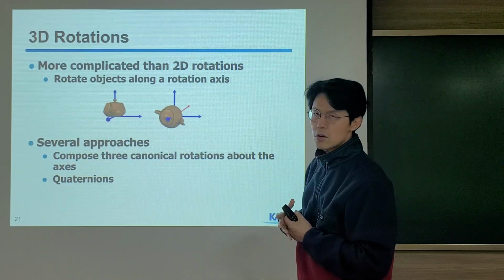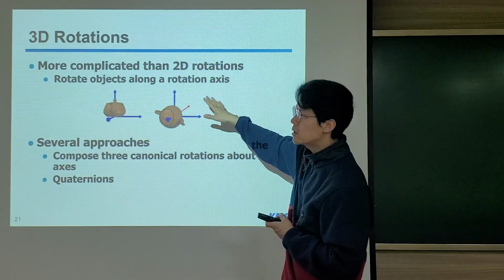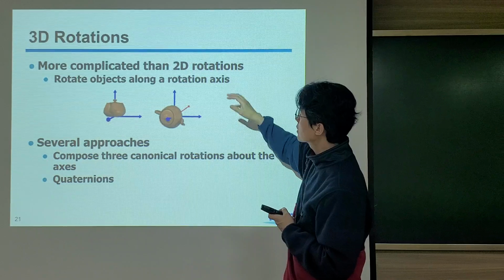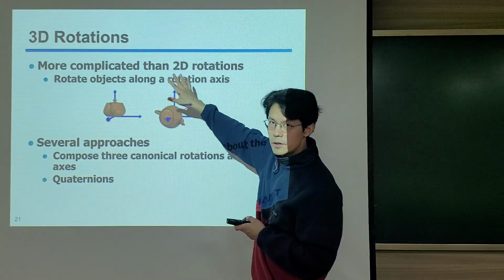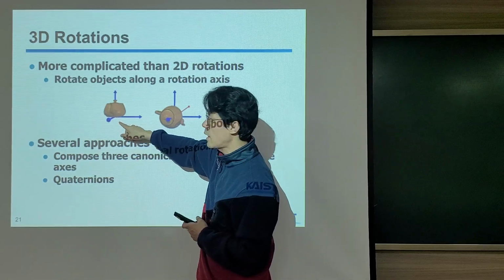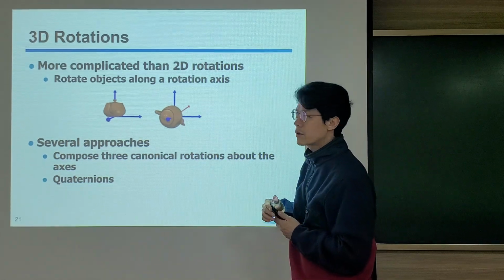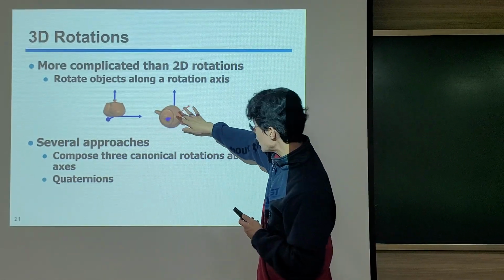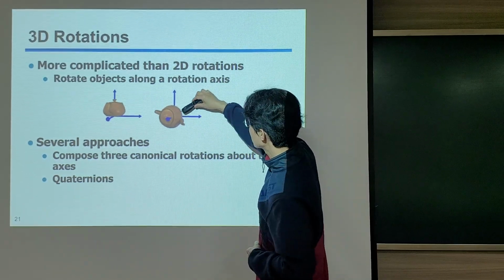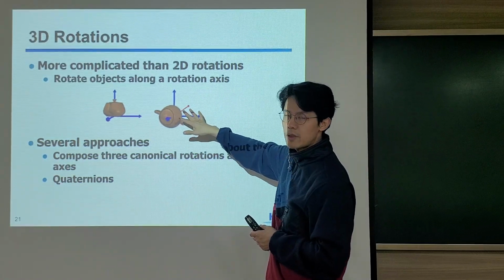Now I'd like to talk about 3D rotations. 3D rotations are a bit more complicated than the simple 2D rotation. In the 2D plane it's very simple to perform a rotation. But in 3D space, we can rotate the object along the canonical axes like x, y, and z, but also along an arbitrary axis. Suppose that I want to rotate along this one. This happens very commonly in computer graphics applications.